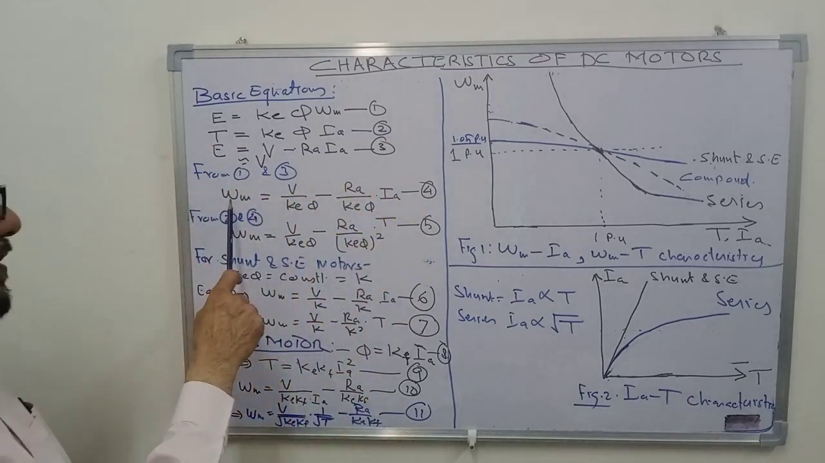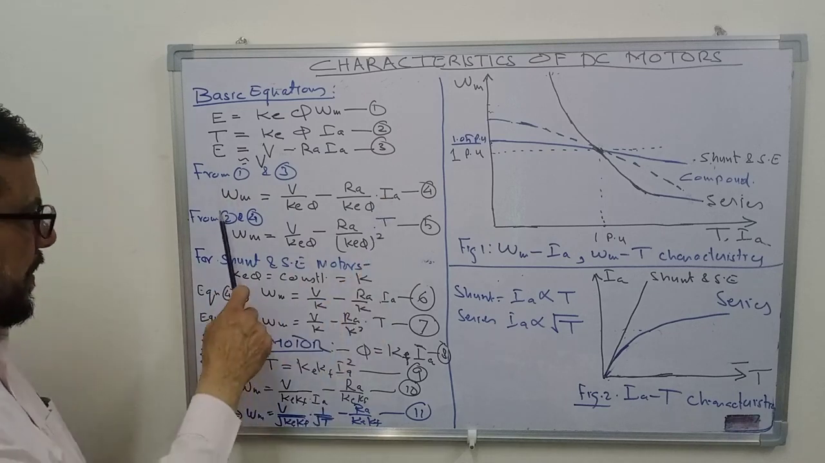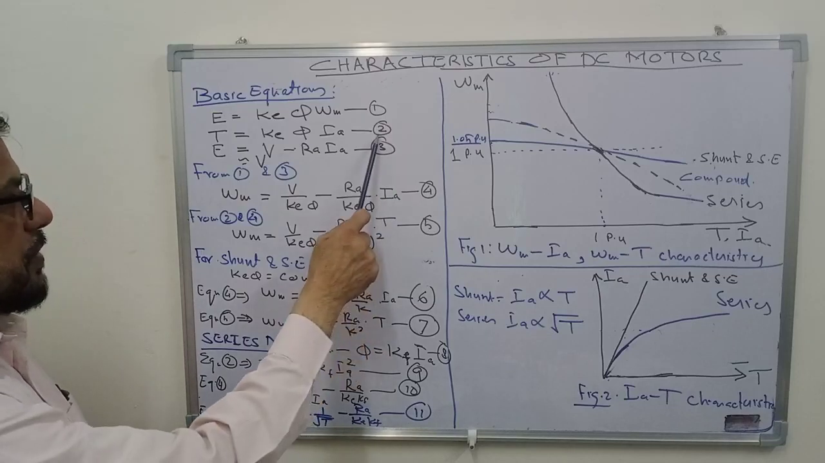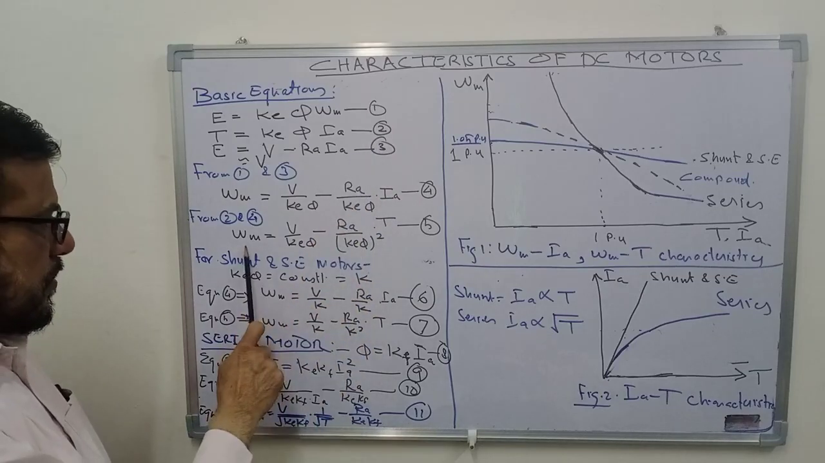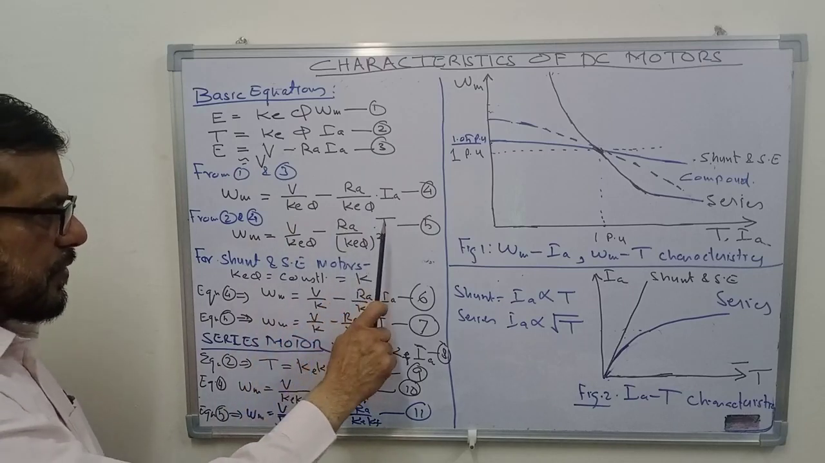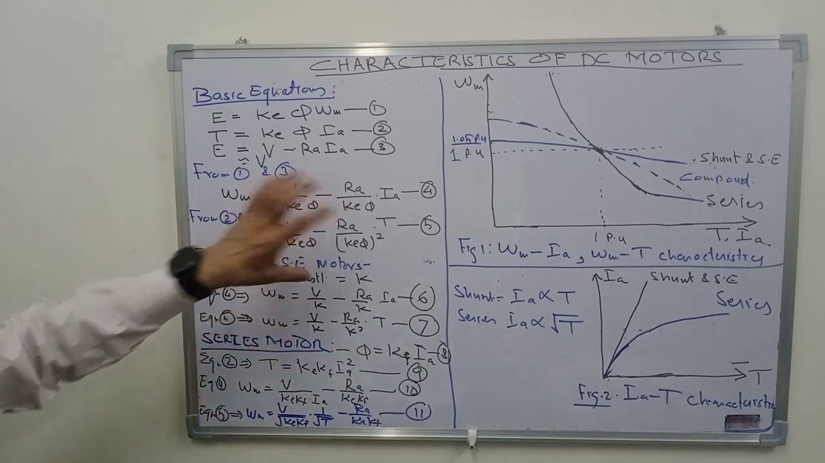This relates speed with the armature current Ia, and if you replace Ia in terms of T from equation number 2, you will get omega m equal to V upon K phi minus Ra upon K phi square into torque T. So this is equation number 5. So these are the basic equations.